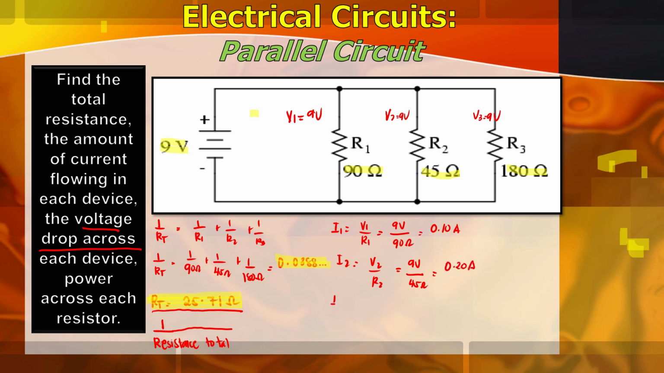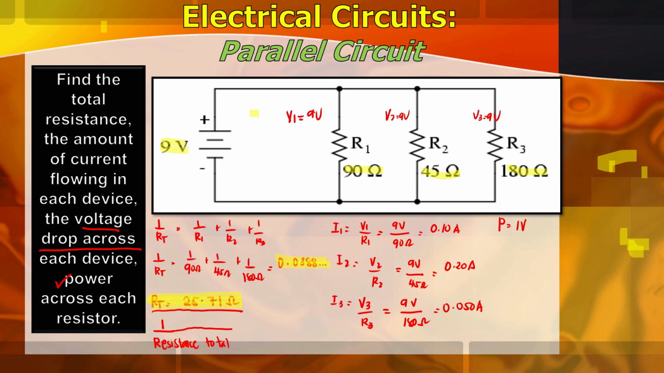And for our I3, we have here V3 R3. So maging sagot, 9 volts divided by 180 ohms. We have 0.050 ampere. So these are our I1, I2, and I3 values for this circuit. Now next, let's try to solve for the power across each resistors. So for the power for each resistors naman, we still use the formula P is equal to IV.